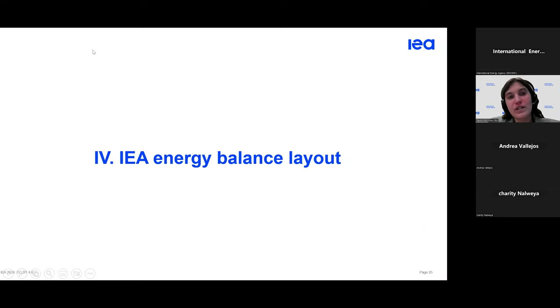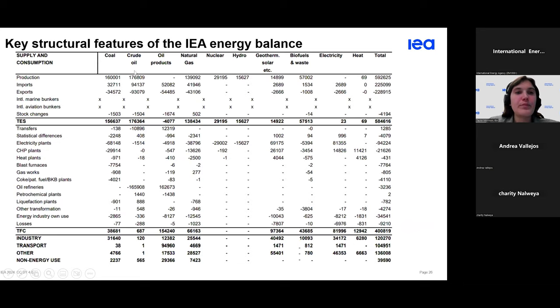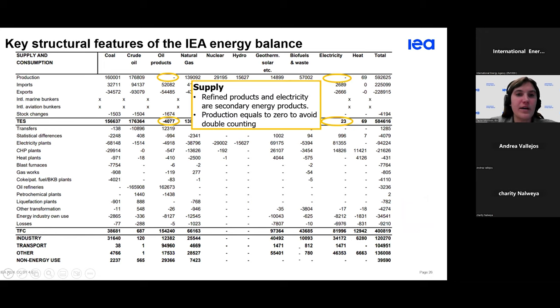Okay, so now that we've discussed the methodology, let's look at the IEA energy balance layout. As I said, this is based on the international recommendations for energy statistics and allows for comparability within regions and between countries. Some key structural features of the IEA balance, as I said, are the supply, the transformation sector, and total final consumption.